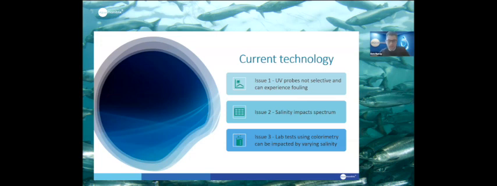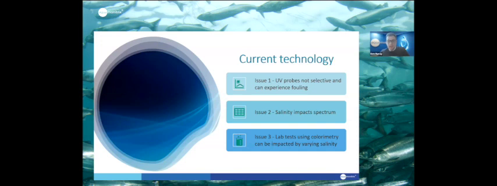Another key issue is salinity. Of course, within RAS, salinity can change. Not only can you have freshwater RAS systems and fully saline ones, but often within a freshwater RAS system, salinity can change over time. So salinity has a big impact on performance when using UV probes.